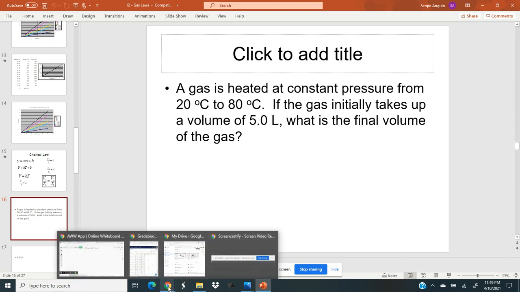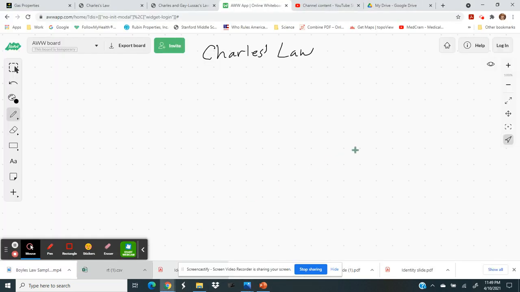So our equation is V1 divided by T1 equals V2 divided by T2. And we have a V1 of, what did it say it was? Well, let me put here, V1, T1, V2, T2. So I can put those in here.